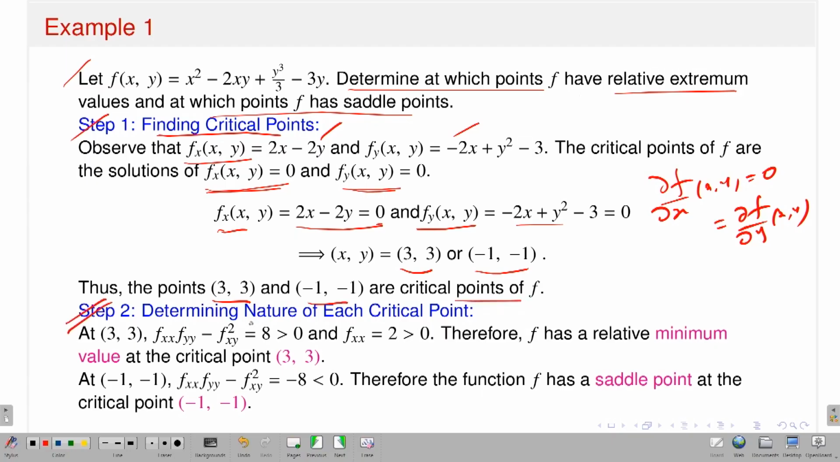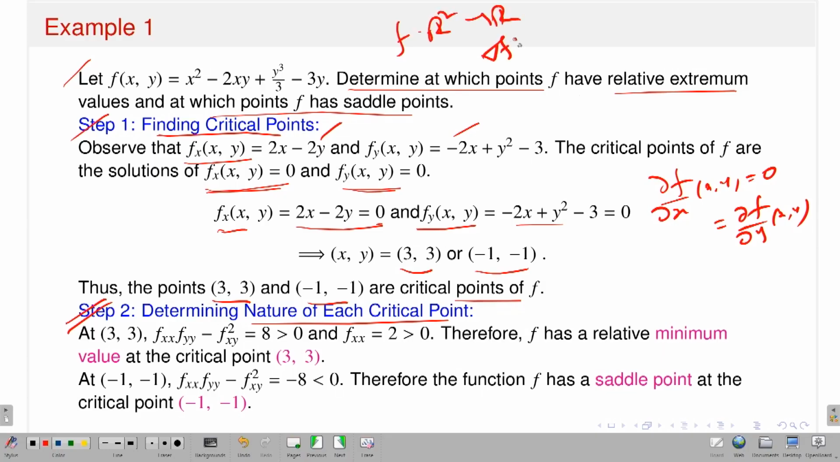Now, step 2, determine the nature of each critical point. Nature of each critical point means what? You first have to calculate the Hessian matrix at that critical point and look at the nature of this Hessian matrix. Now, since it is a function from R2 to R, what will be the Hessian matrix? What is the order of the Hessian matrix? It is a 2 cross 2 matrix, because f is a function from R2 to R. Then what is the gradient vector del f? So, f is a map from R2 to R.